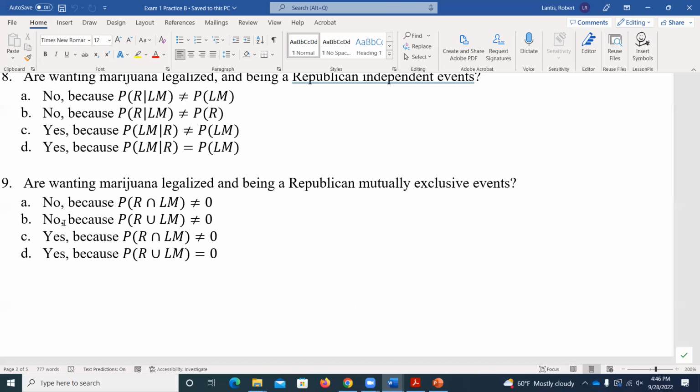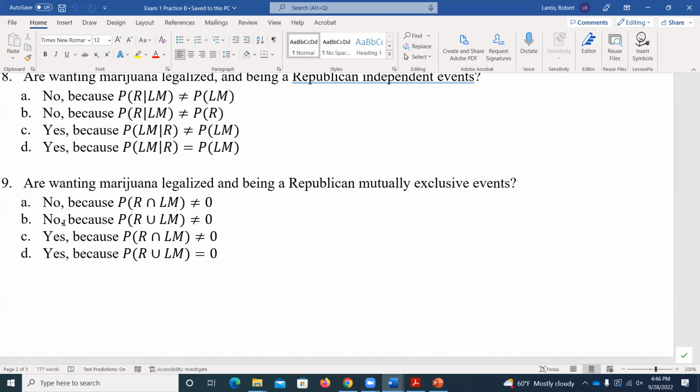All right, then we'll go back to 8. It's a little bit trickier, but just to make this easier, we're going to use what we already did over here. We're asked, is wanting marijuana legalized and being a Republican independent events? The real definition of independence is, actually, what did we do over there? We did LM given R. I want to try to reuse this and then make it more.